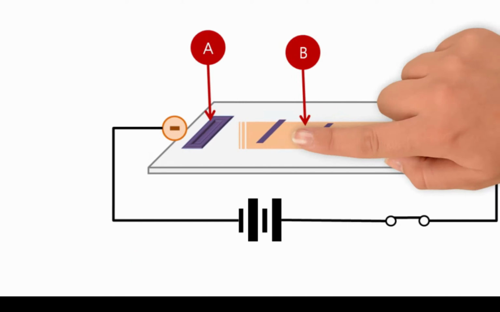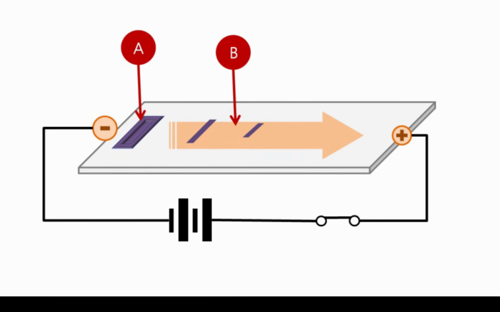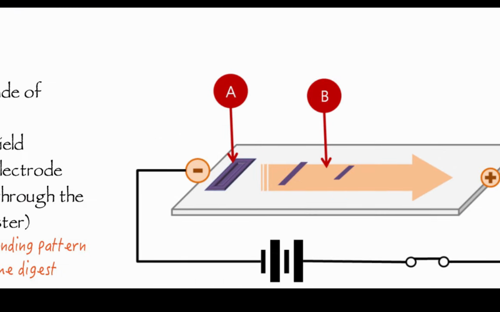Here is an image of how this works. DNA is mixed with a particular restriction enzyme and is placed into the well A. It's then covered with a buffer solution. When exposed to an electric current, the different length fragments travel at different speeds. When stained, you get the distinct banding pattern shown here at B.